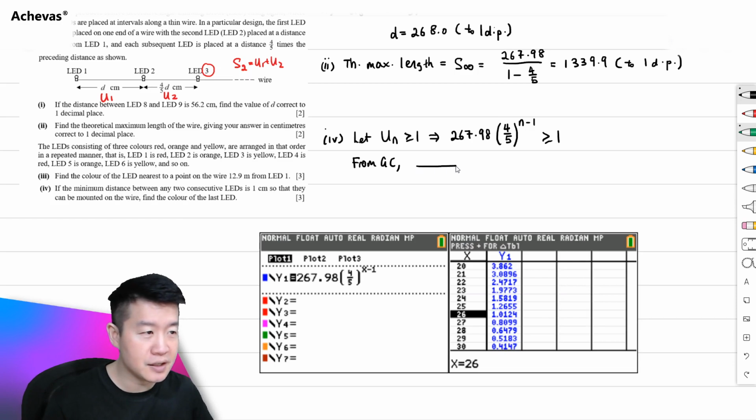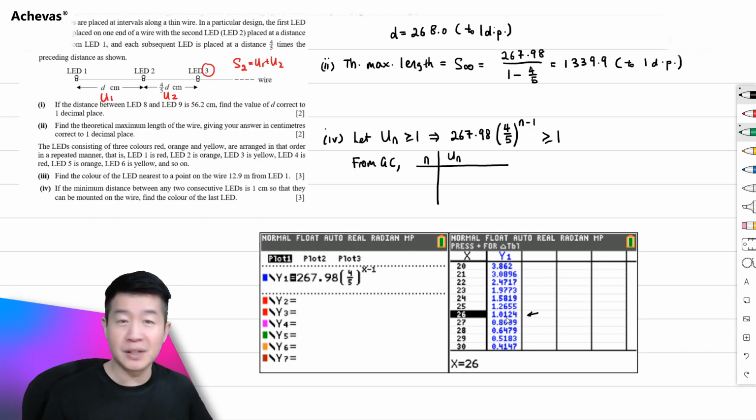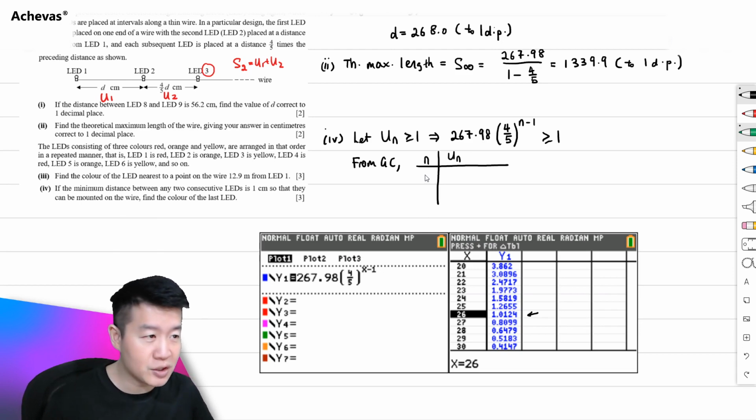From my GC, I will really encourage you to at least write down the values that you see on your table, and X is going to be representing N, and Y1 is representing this UN. Okay, this is UN. So this is where I am. This is the number that I'm interested in.